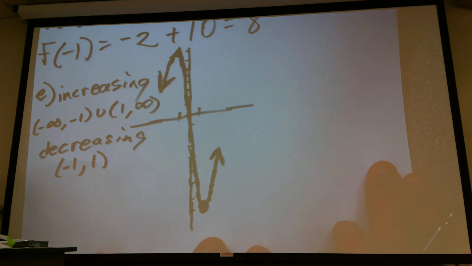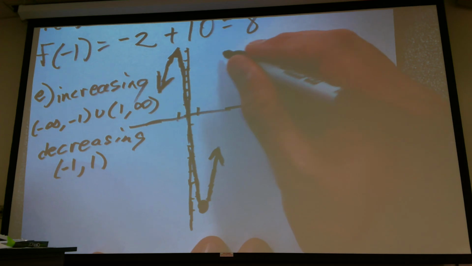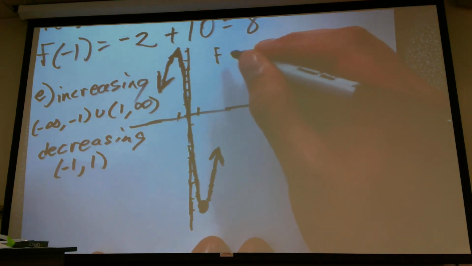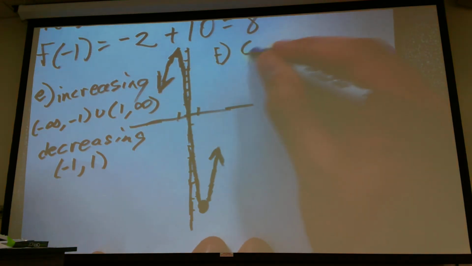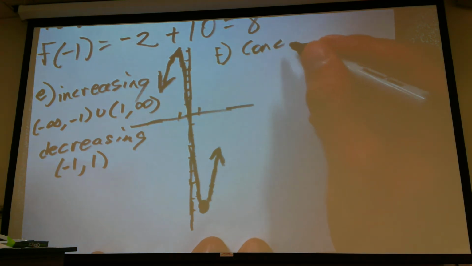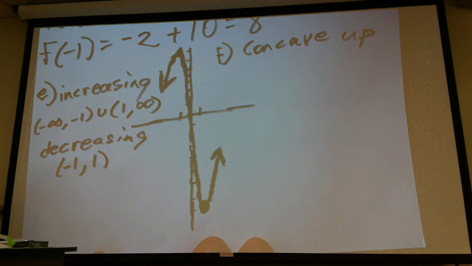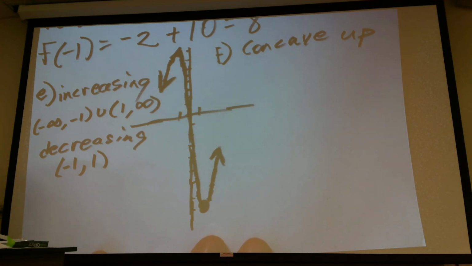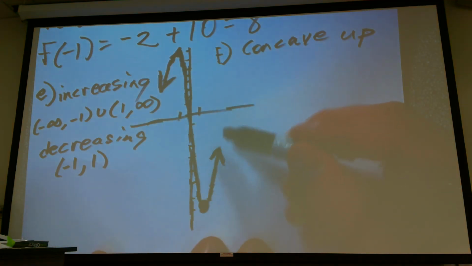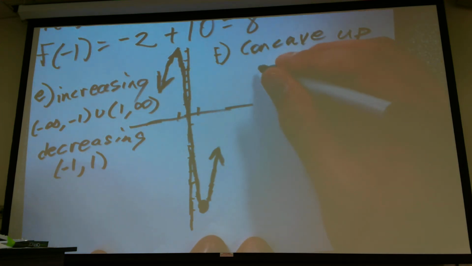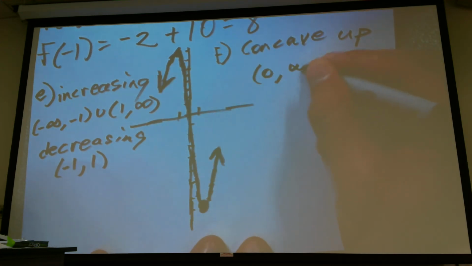Now part F is going to ask about the concavity. So where is it concave up? Remember, the switching of the concavity is determined by the inflection points. So the inflection points can be incorporated whenever you talk about what's concave up and what's concave down. So it's this region right here, that's the U that is pointed upwards. And so that would be 0 to infinity.